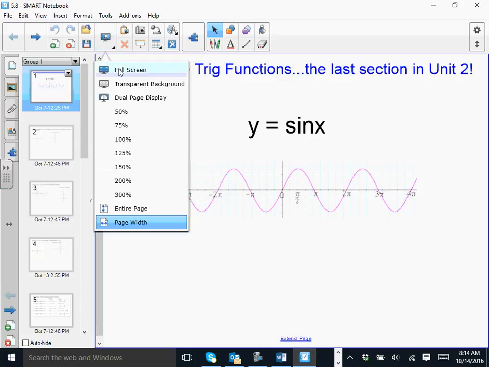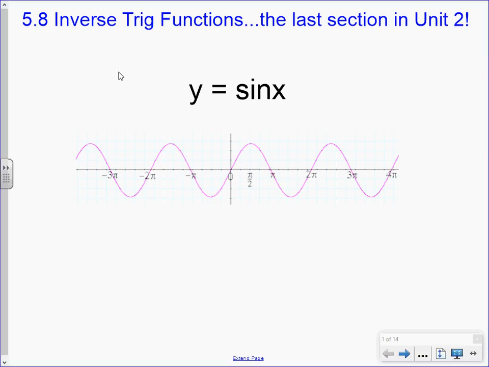So today we are going to talk about inverse trig derivatives. It'll be very short. This is actually our last section in Unit 2.